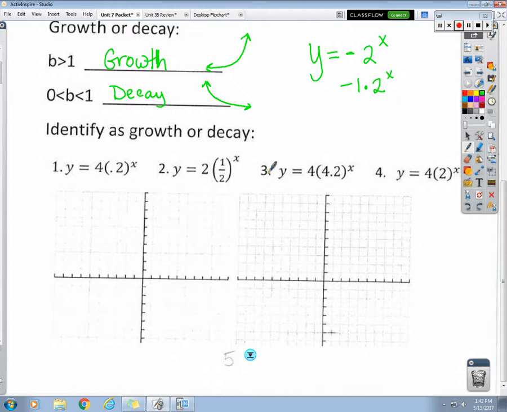Identify as growth or decay. Well, first, let's identify the A and the B value. For number 1's equation, what's the A value? 4. What's the B value? Which means this graph is a decay.